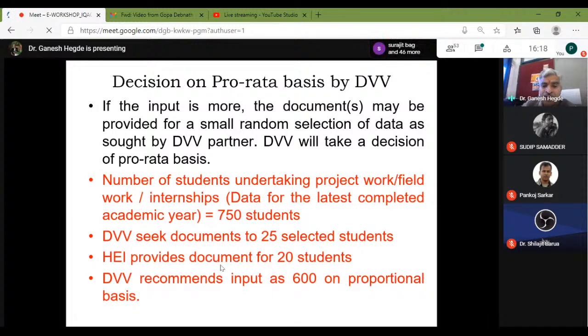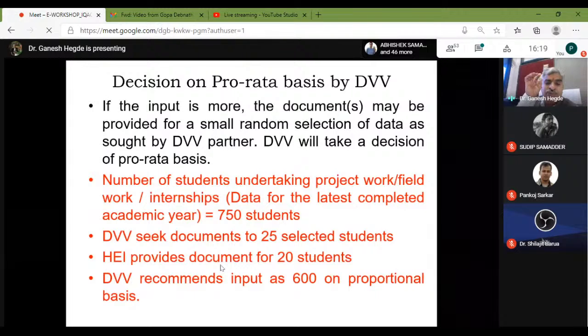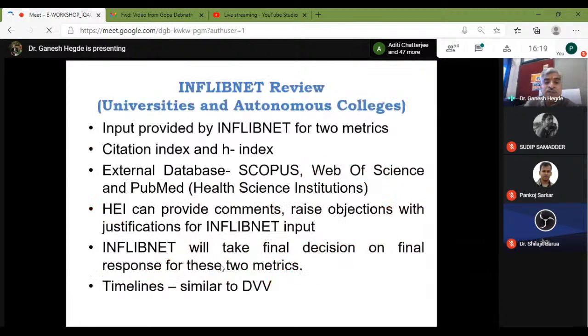The DVV will recount. They will not call you to say you have not given the documentary evidence for the 5 students. It is the duty of the institution to provide it. If they ask for 25, you have to give 25. If they ask for 5, you give the 5. So a pro rata basis will apply. If the student data is not provided, then accordingly pro rata will be considered.